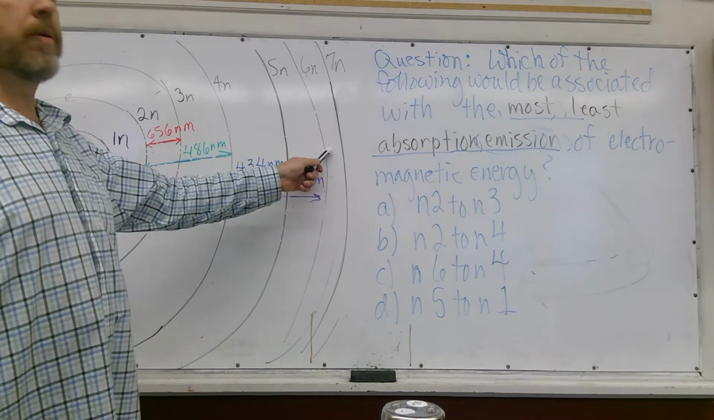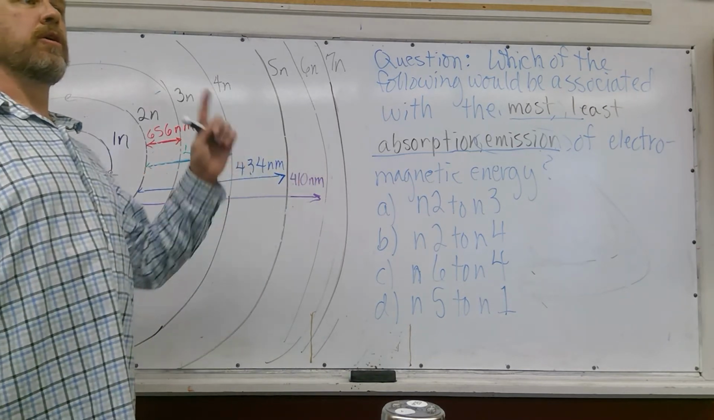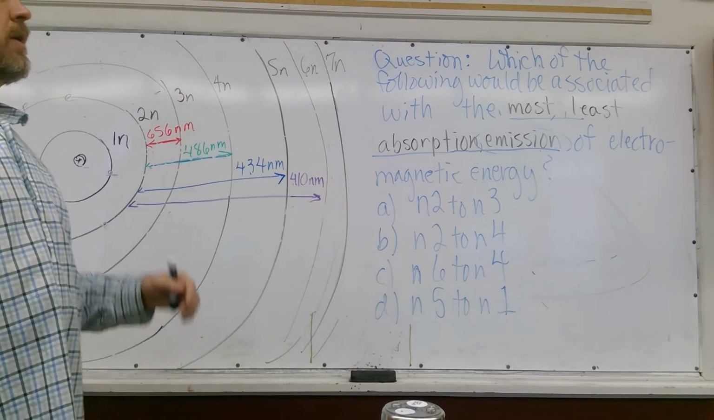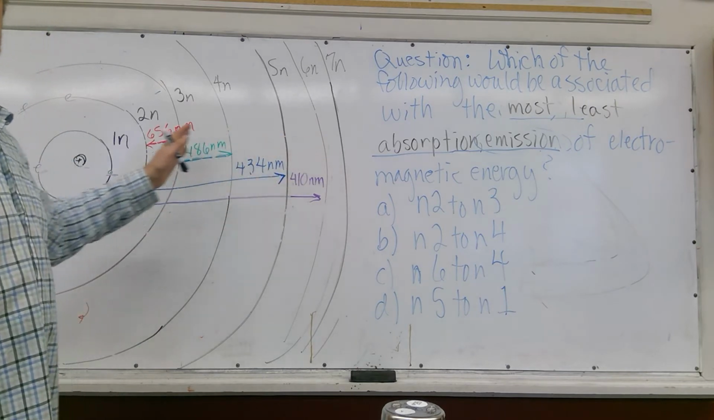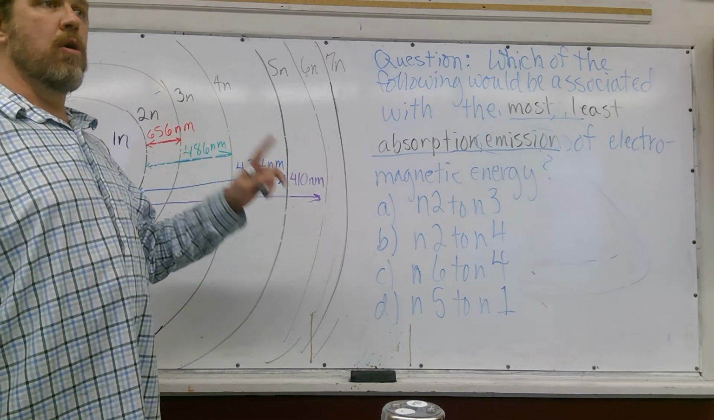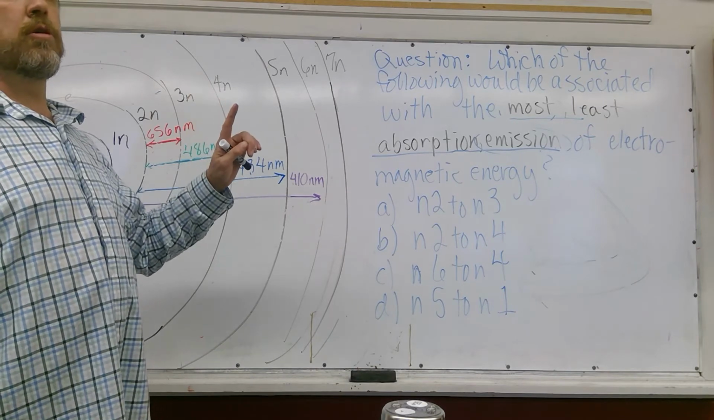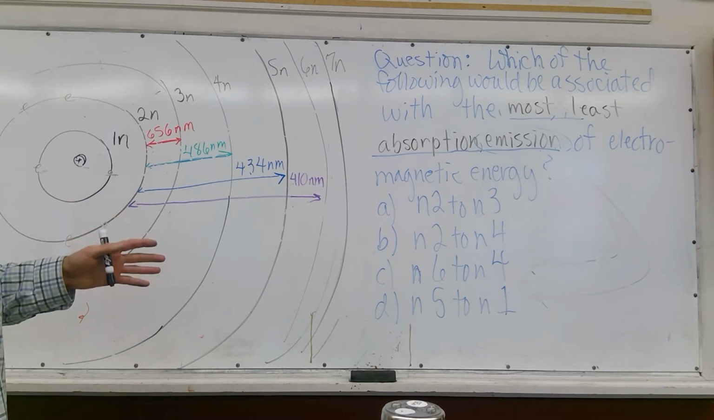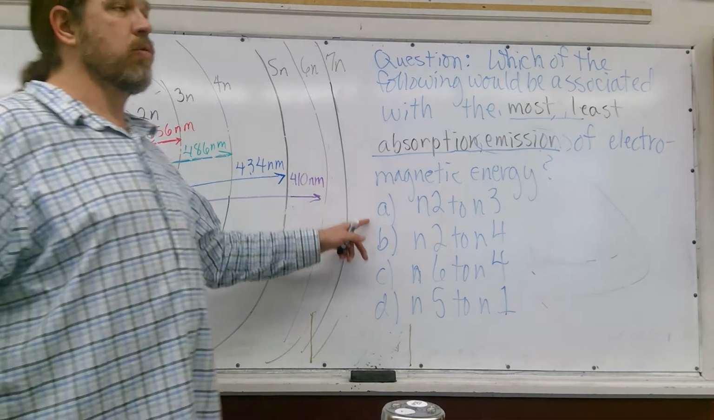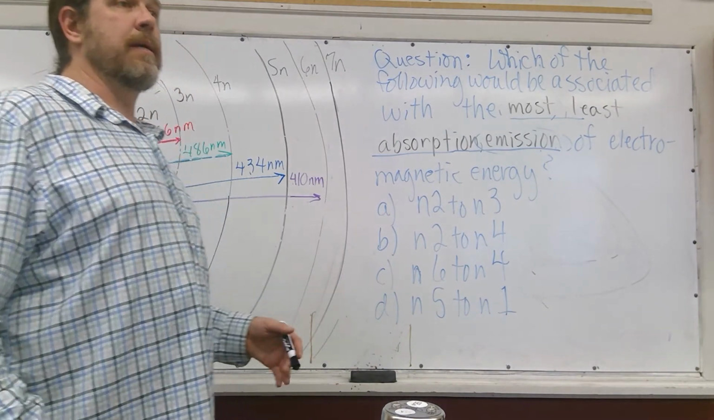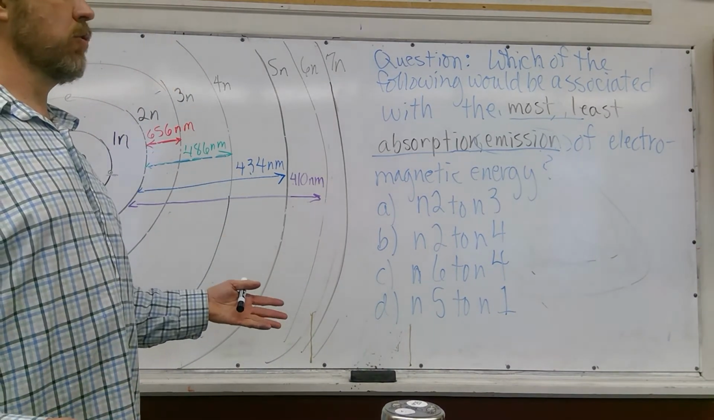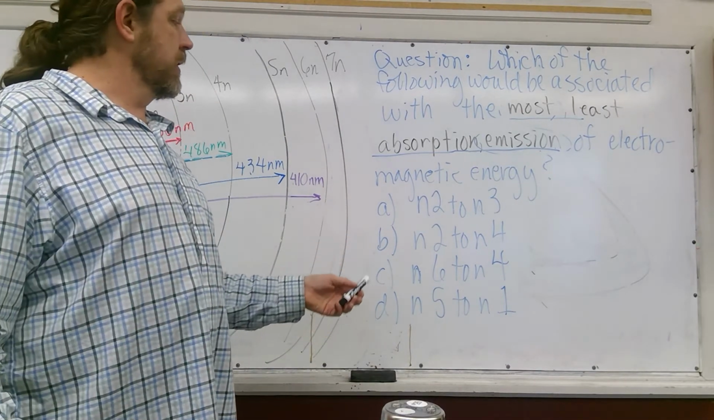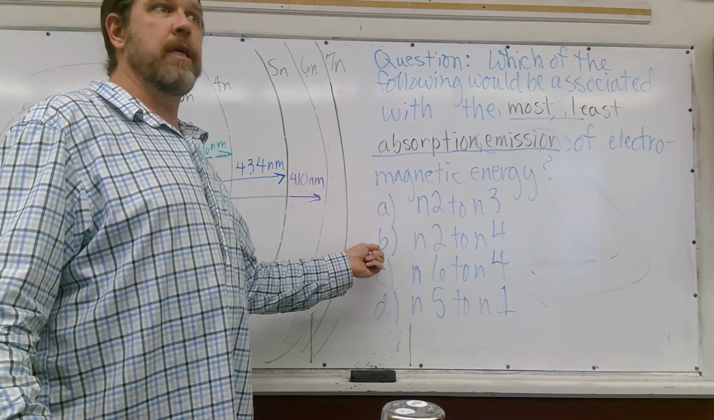More energy levels going up or down have to do with shorter wavelengths, higher frequencies, higher energies. Less energy levels that are changed means longer wavelengths, smaller frequencies, lower energies. There's absolutely no reason that we couldn't reword this question as which of these would be associated with, say, a longer wavelength absorption. That would mean less energy, and that would be this. If we said a shorter wavelength absorption, that meant higher frequency and higher energy.